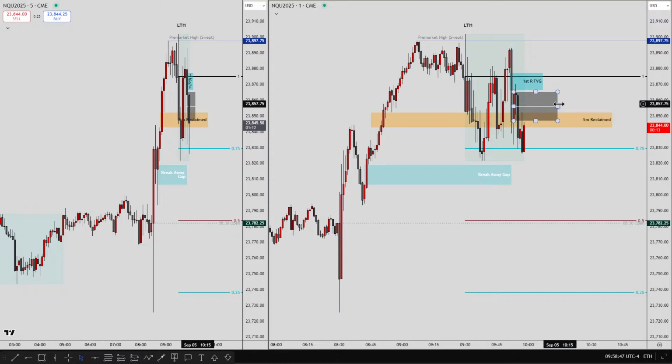Doesn't it look like a bearish unicorn? Not really, because it's not really a breaker block. It's just an order block.